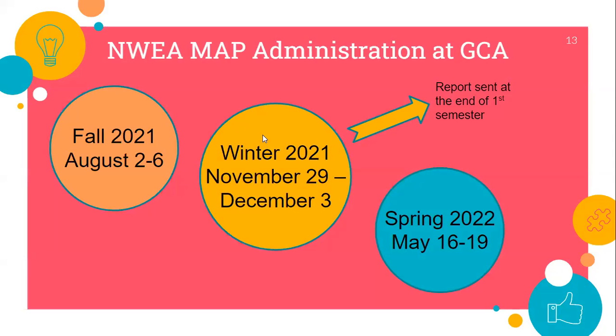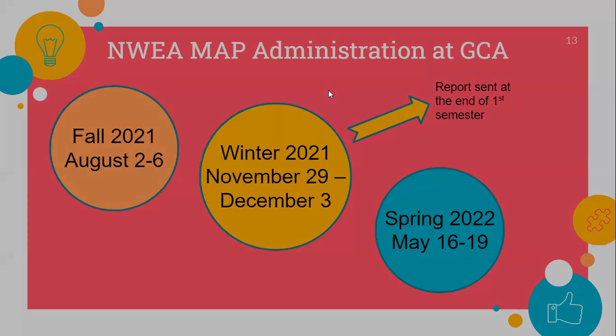So we will be sending out the winter 2021 scores at the end of first semester, usually going into second semester. And then another test will take place in spring of 2022. And you'll be able to see the growth between those times.